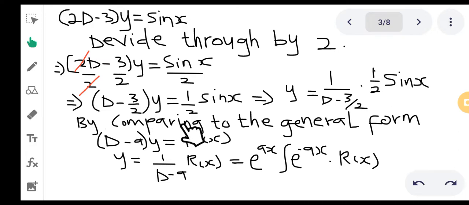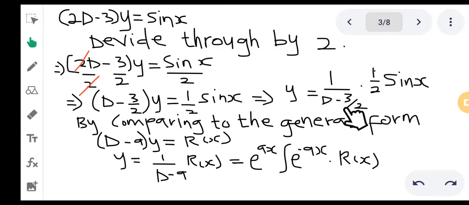Okay, so we just compare it to the general form we've already spoken about: (D - a)y is equal to r of x. You make y the subject and you get 1 over (D - a) r of x, which is equal to e exponent positive ax, maintaining the positive value, then the integral of e exponent the negative value of ax times r of x. So that's what we are trying to do. We just compare this one to this general form.